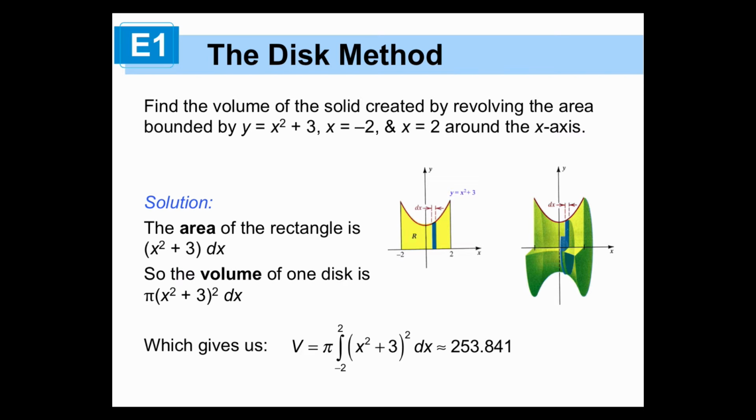The thing to notice here is that, and this will come up later, the representative rectangle is always touching the axis of revolution. Because what we're going to look at next is what happens when it's not.